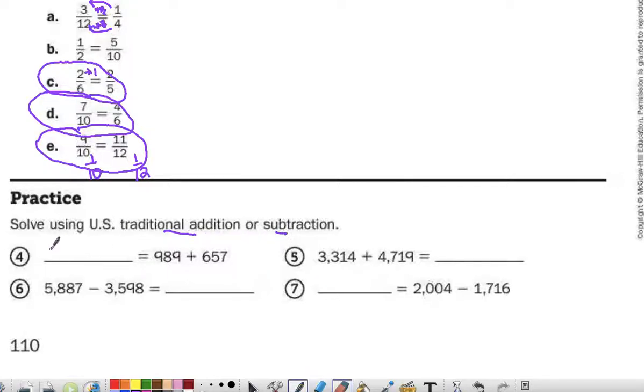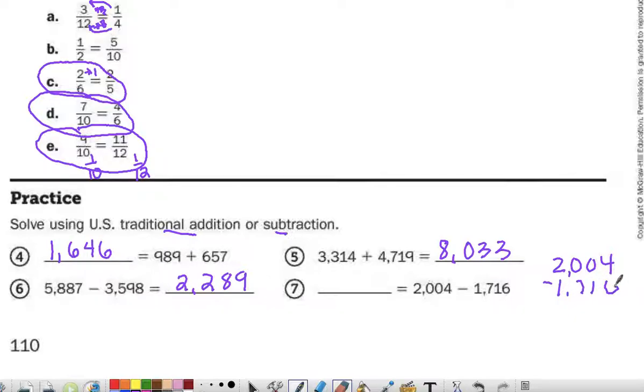So for this addition problem, your answer should be 1,646. This one will be 8,033. This subtraction problem will be 2,289. And this last subtraction problem, 2004 minus 1,716. I cannot do 4 minus 6, so I have to borrow. But I can't borrow from zeros, so I turn this 2,000 into 1,000.